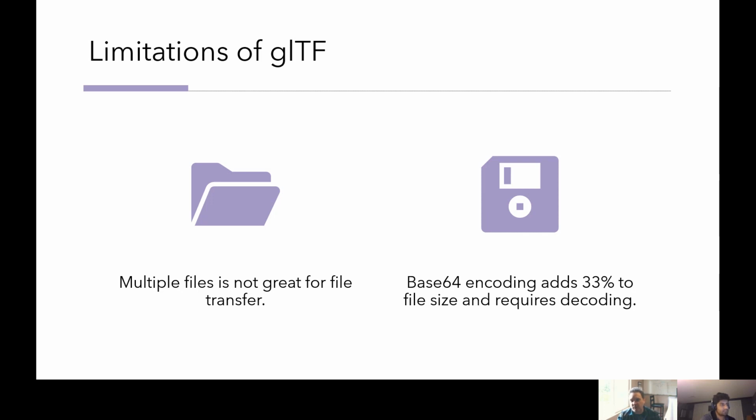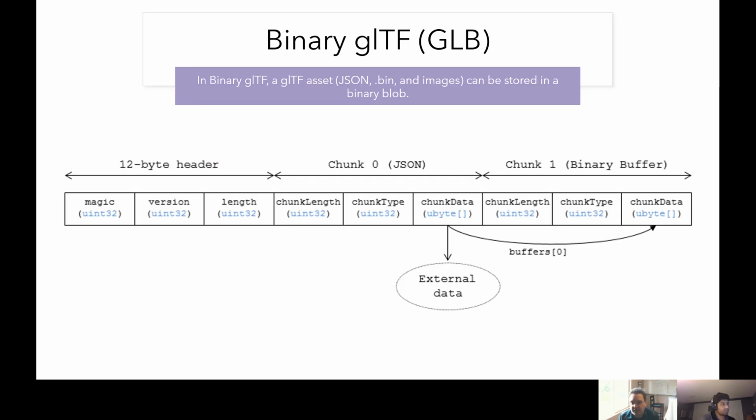And so then the question becomes, how do we improve that? And so the improvement is in the GLB files. GLBs are binary glTFs, and they're pretty simplistic in their design. The first three sections on the left there. So there's a 12-byte header.